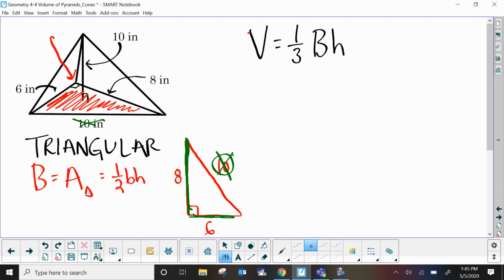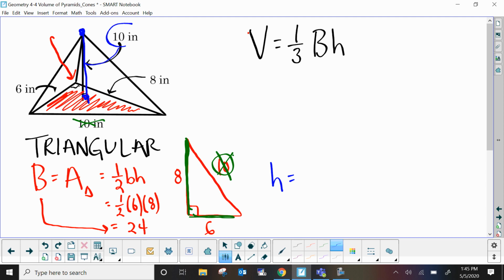All right, so that tells me I'm going to do 1/2 times 6 times 8, and 1/2 of 6 is 3, and 3 times 8 is 24. So I know that the capital B, the area of the base, is 24. The height of this pyramid, remember, that's the distance from the vertex of the pyramid straight down to the base, and it's telling me right here that that is 10. So the height of this pyramid is 10.